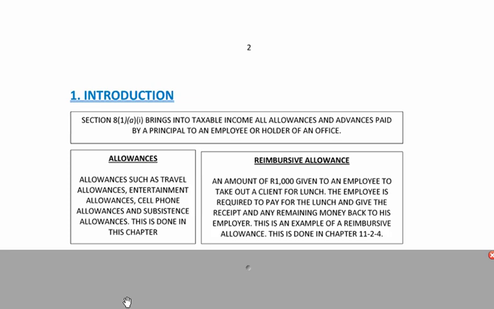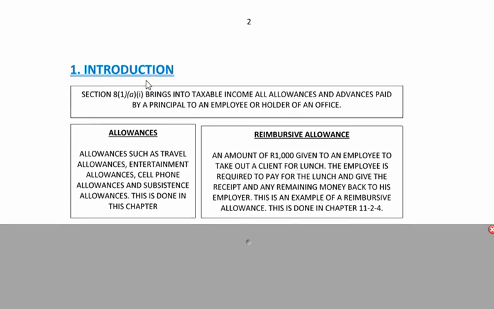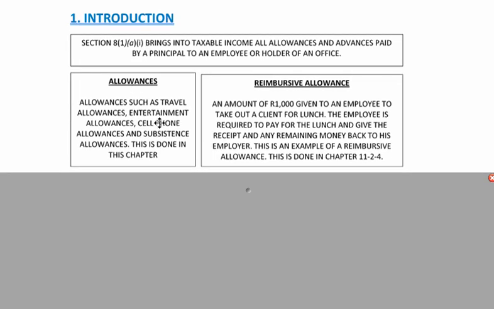So, just in an introduction, there's essentially two types of allowances. This chapter deals with allowances in this first block over here. These are the allowances such as travel allowances, entertainment, cell phone, and subsistence allowances. The next chapter, chapter 11.2.4, will be dealing with reimbursable allowances. This is when your employer asks you to do something and gives you money to do something. So I'm just dealing with the allowances: travel allowances, entertainment allowances, cell phone allowances, subsistence allowances.